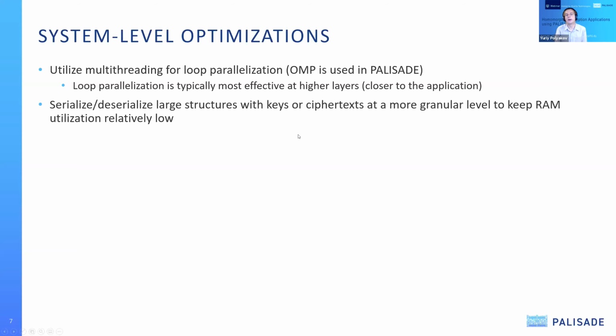The other consideration is related to serialization and deserialization. In certain applications, we may need relatively large data structures with keys and ciphertexts, and it's important to optimize serialization to reduce the RAM requirement. So if you have a large data structure composed of, let's say, a bunch of ciphertexts, it's better to serialize and deserialize one ciphertext at a time to minimize RAM if that's needed. Of course, the main constraint here is whether we are dealing with a RAM-constrained environment or not.